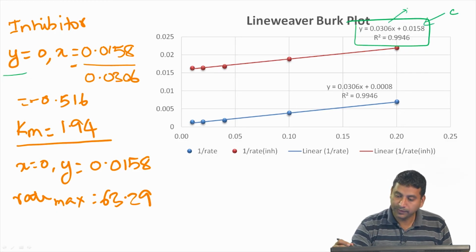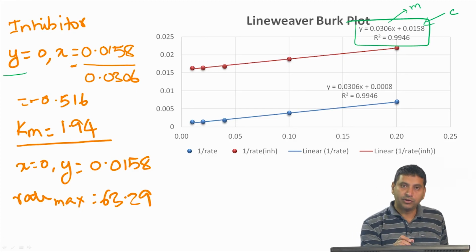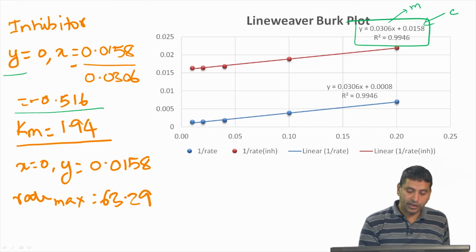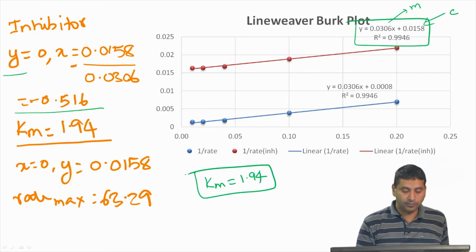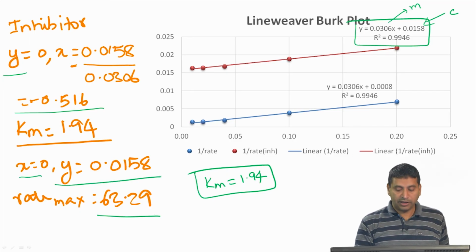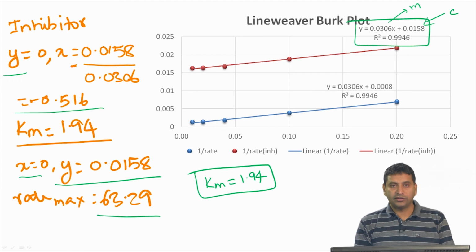This is C and this is M, and from this, when y equals 0, x becomes 0.0158 divided by 0.0306, and this turns out to become this number, and if you take the inverse of this, you get 1.94. So, the Km is 1.94 in the presence of the inhibitor. When x equals 0, you get y equals 0.0158, and so the rate max is 63.29. So, as you can see here, the Michaelis-Menten constant is 1.94 and the rate max is 63.29. Both these numbers indicate that inhibition is indeed occurring.